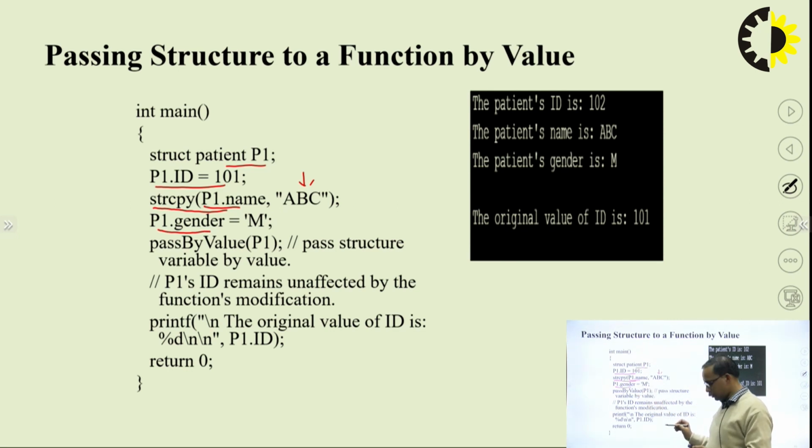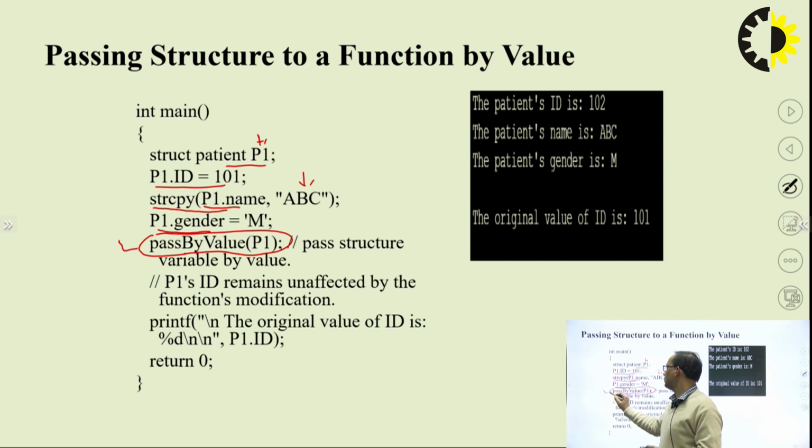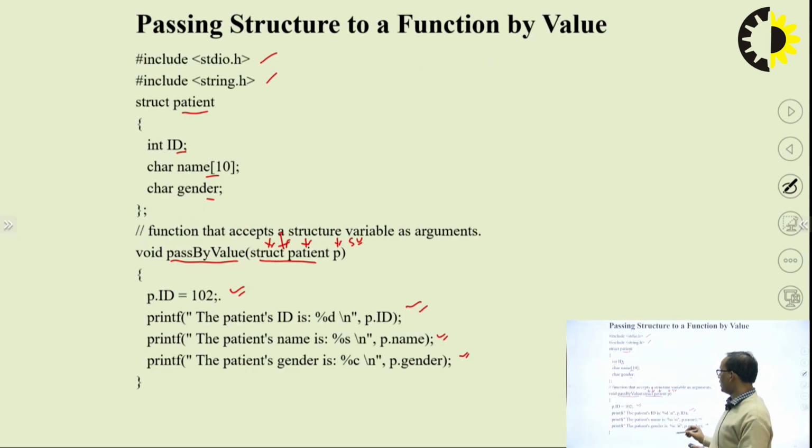Suppose gender is male. So again, what are we doing here? Here we are calling the function and passing the structure variable. The structure variable is p1, and this is the function calling statement, where we pass the structure variable as a parameter. So what will happen when the compiler compiles this program? When the compiler executes this statement, program control will be transferred to the function definition.